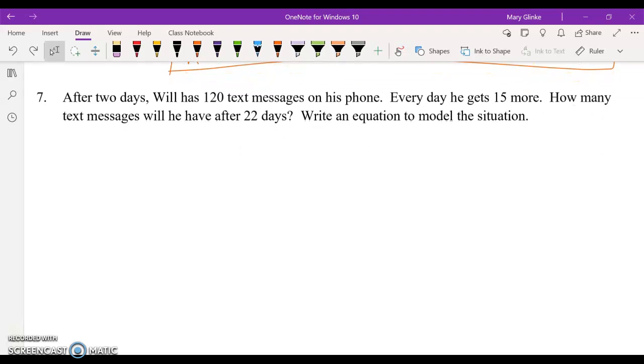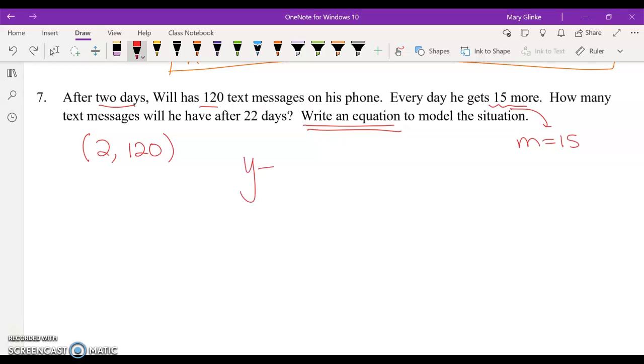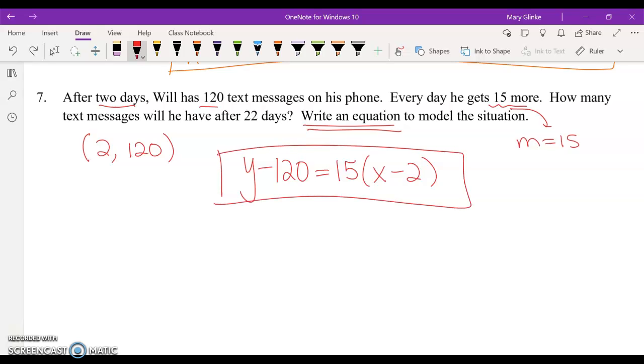Okay. So number 7, we have to take a look at what we are given for this one. After 2 days, Will has 120 messages on his phone. That is a specific coordinate point. 2 days in, Will has 120. Every day he gets 15 more. That is our slope. We want to write an equation to model this situation, and since it doesn't say, that means we can just start in point-slope form and leave it there. So y minus 120 equals a slope of 15 times x minus 2. And it didn't tell me to go to a specific form, so I can leave it in any generic form.